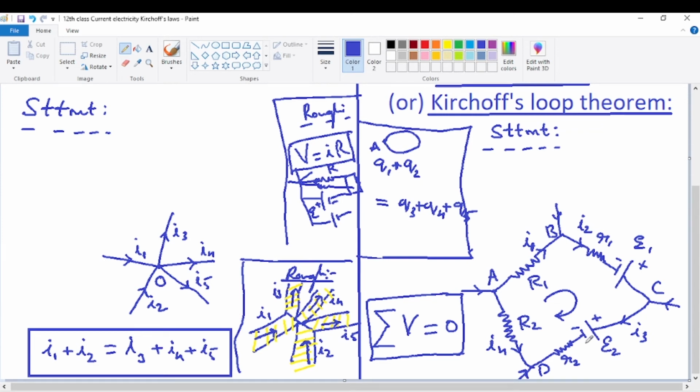Again, this work done here will be nothing but the EMF itself. Next, through the resistor, what is the work done? It is the potential difference across it. So what is the current in this part? I3, in this branch I3 into R2. Across this, we know the current and the resistance, so we can get the potential difference.